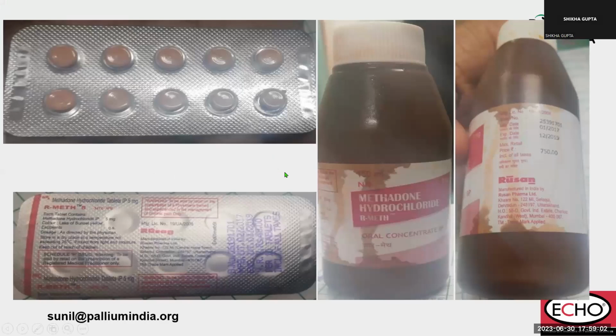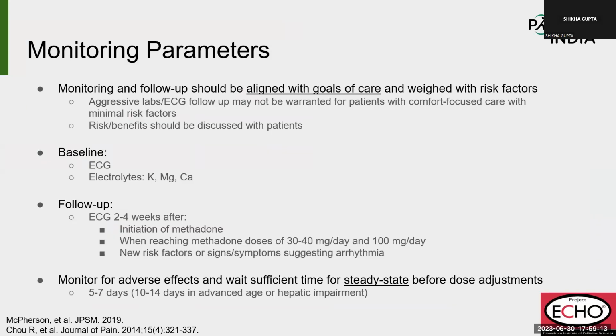In your previous slide, you have written ECG monitoring 2 to 4 weeks when the methadone dose is 30 to 40 milligram per day and 100 milligram per day. What does this mean? That means you have to do an ECG when the patient's dose reaches 30 to 40 milligram per day, and if you increase the dose and it reaches 100 milligram per day, then you have to do another ECG.